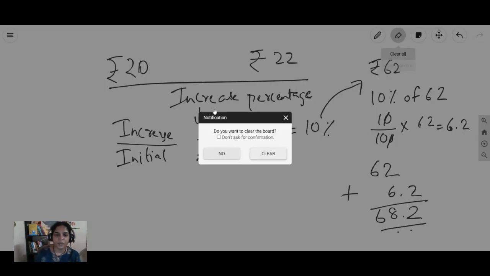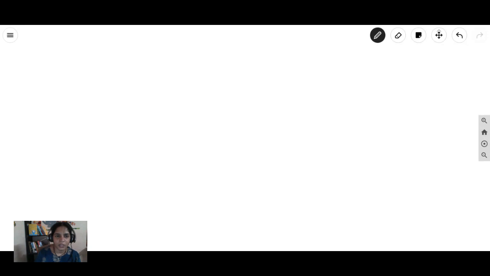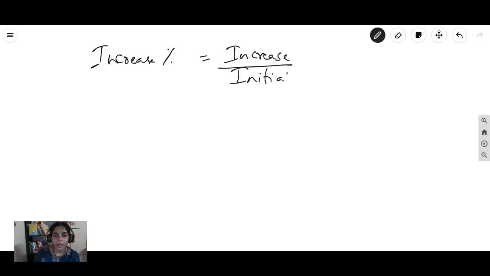So, a simple way to tell increase or decrease percentage: increase percentage can be written as the increase by the initial, in the beginning how much it was, into 100 percentage. Why? Because the into 100 by 100 part we are not going to take, this becomes our percentage sign. So let's remove this part.